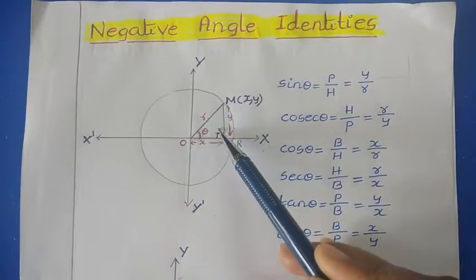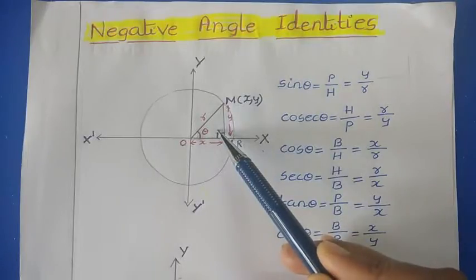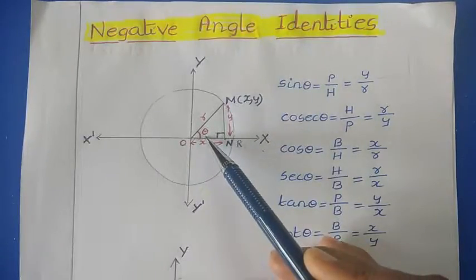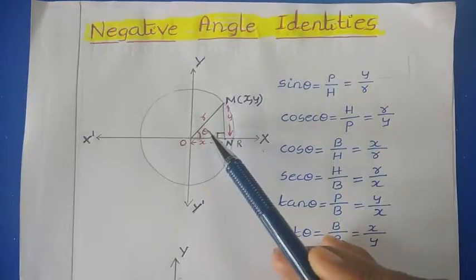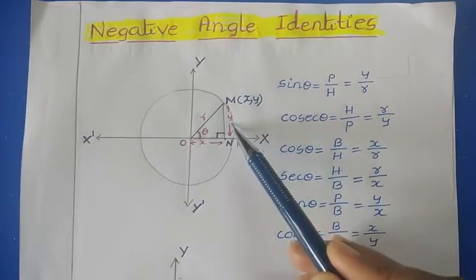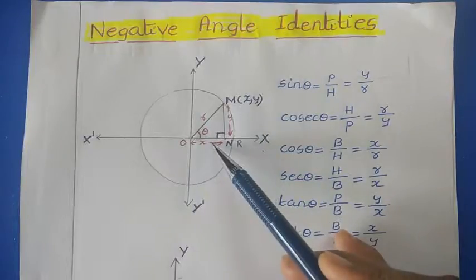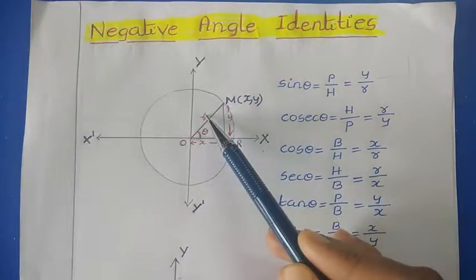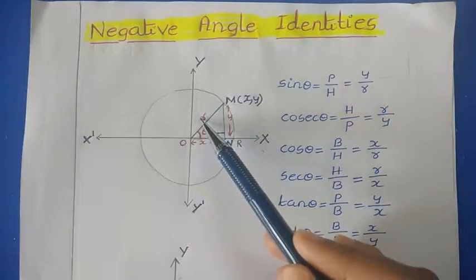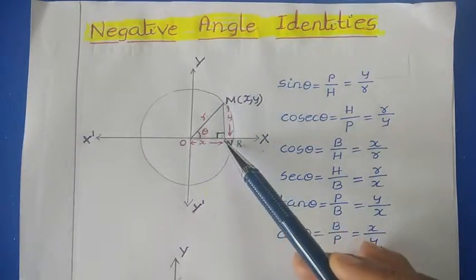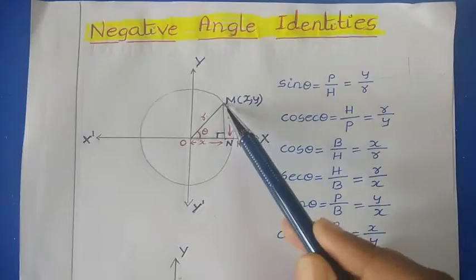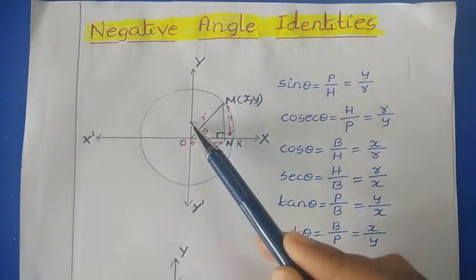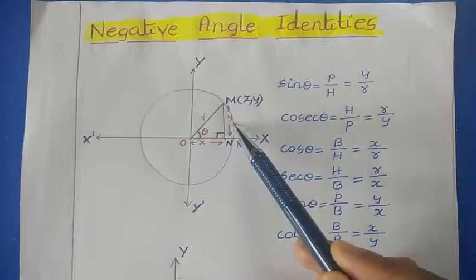Now for this right angle triangle, we can apply the trigonometric ratio values. So here if you have an angle theta, the opposite side of the angle theta is the perpendicular. So this is the perpendicular, this is the base, and this is the hypotenuse. And here the hypotenuse is nothing but R, the radius of the circle. And this perpendicular is nothing but y, as this perpendicular is parallel to the y-axis. So I am taking this one as y.